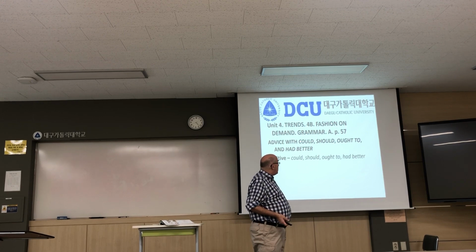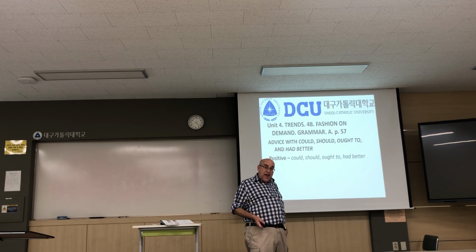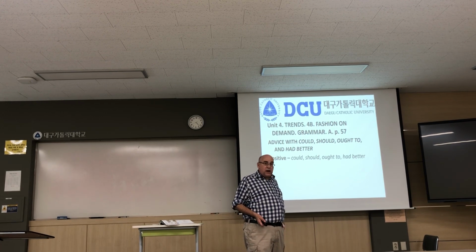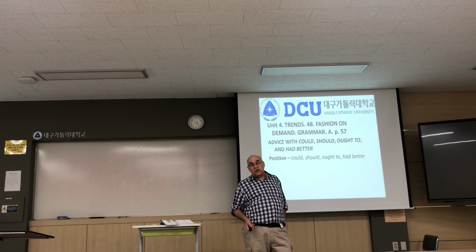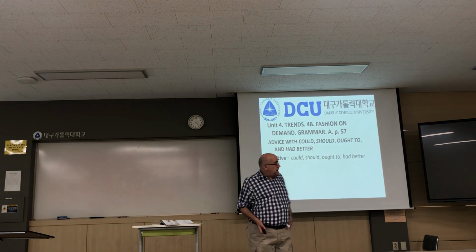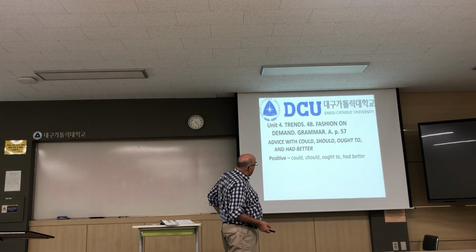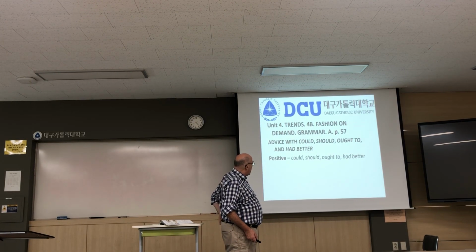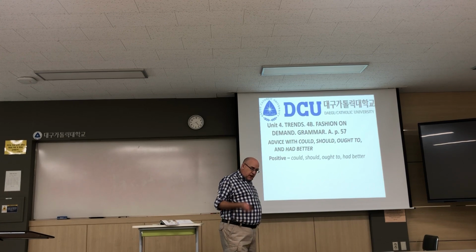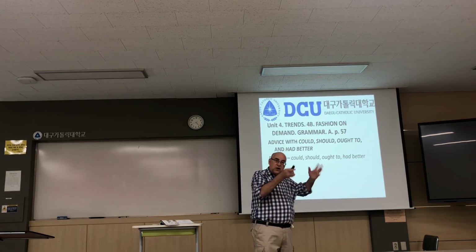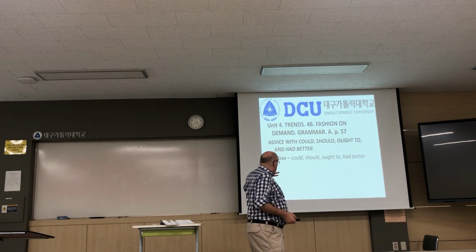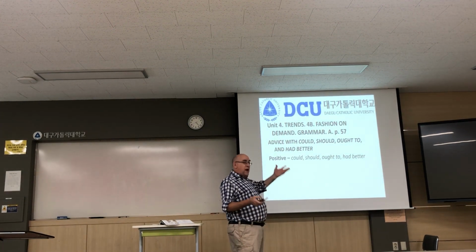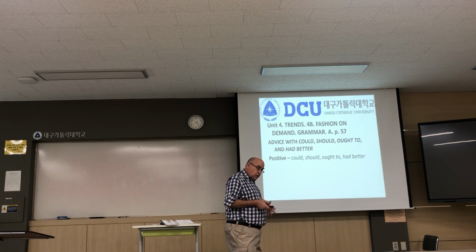And page 57 is grammar again. It's double grammar. Man, you guys are lucky. And advice was could, should, ought to, and had better. So positive. When you're selling something, you should do this. This is a good idea. You could do this. You should do this. You ought to do this. You had better do this.